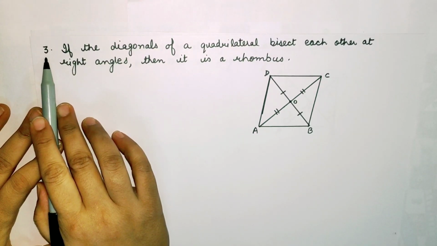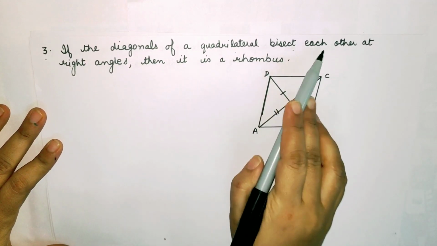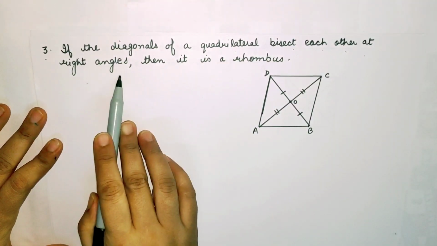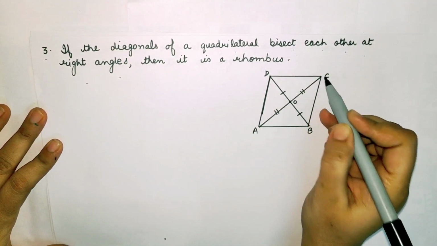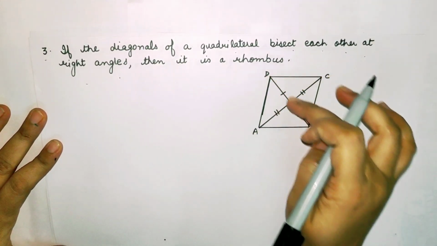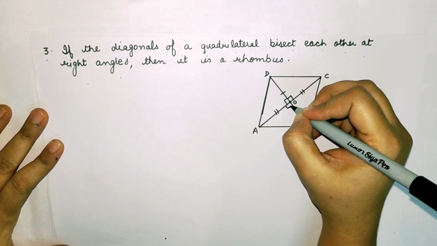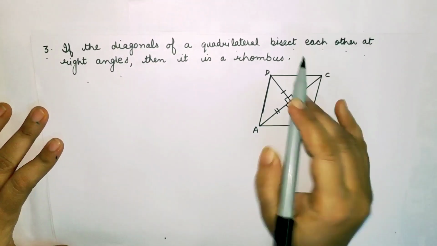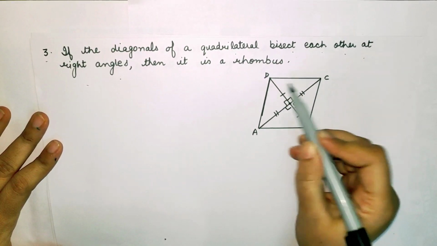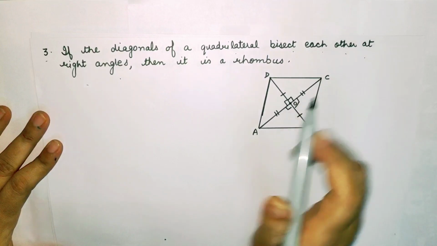Now beta, look at the third question. If the diagonals of a quadrilateral bisect each other at right angle, suppose ABCD is a quadrilateral and the diagonals of a quadrilateral bisect each other at 90 degrees, मतलब ये किस पे बाइसेक्ट कर रहे हैं? 90 डिग्री पे. जो इसके डायगोनल्स हैं वो बाइसेक्ट भी कर रहे हैं और किस पे कर रहे हैं? 90 डिग्री पे बाइसेक्ट कर रहे हैं.